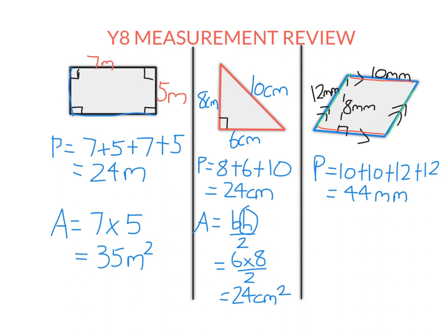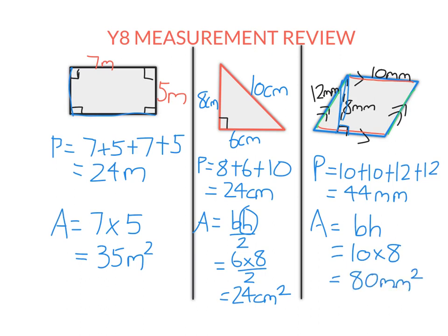Now to find the area of a parallelogram, it isn't 10 times 12, it's base times perpendicular height. Once again, h means perpendicular height. This here is the perpendicular height as shown by that right angle there. So the area of this parallelogram is 10 times 8. We don't divide by 2 for a parallelogram. That's for a triangle. So it'll be 10 times 8, which is 80 millimeters squared.